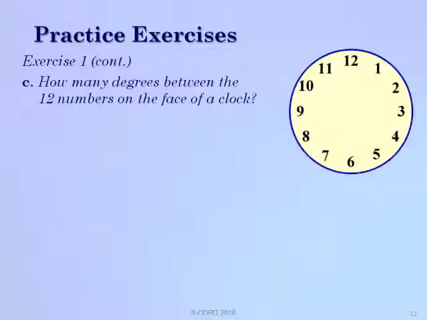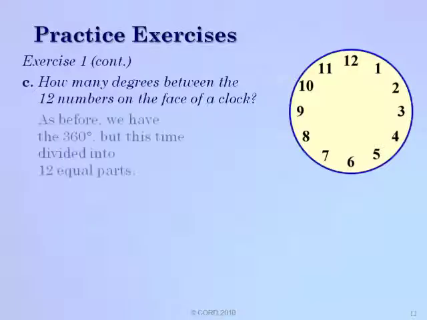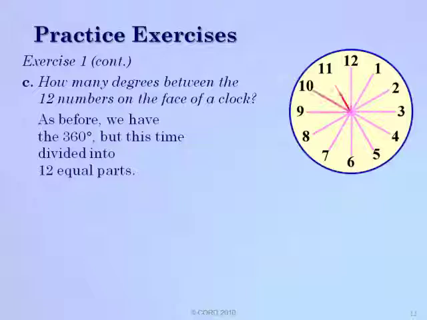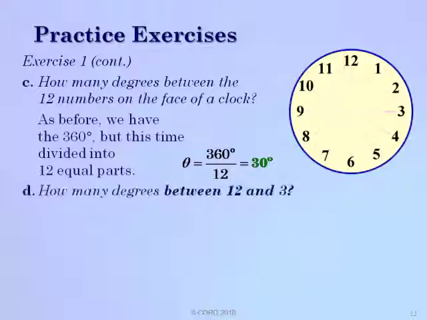How many degrees are there between the 12 numbers on the face of a clock? Or between each of the 12 numbers on the face of the clock is what we'll ask. As before, we know that we've got 360 degrees in the whole clock. But this time, instead of dividing it into 8 parts, we're dividing it into 12 equal parts. And just one of those would be 360 degrees divided by 12, which would be 30.